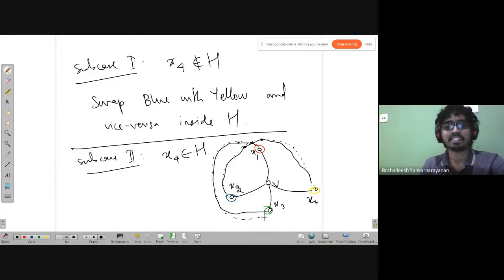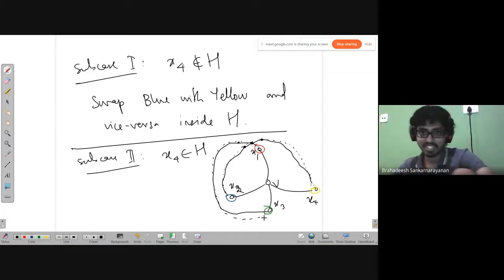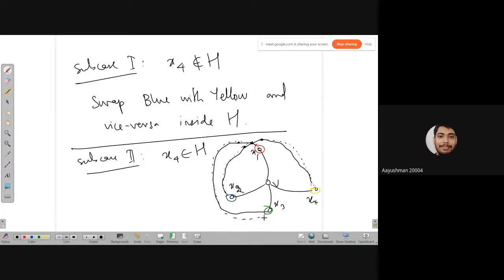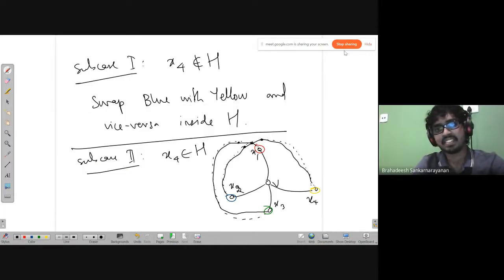This is the argument. Does this make sense? You want me to go over it again? I can go over it again. No, got the point. So it's kind of a geometry problem. Yeah, absolutely. So this is the argument of Kempe chains. This was for the case degree of V is equal to 4. Okay. So now there's one more case to handle.